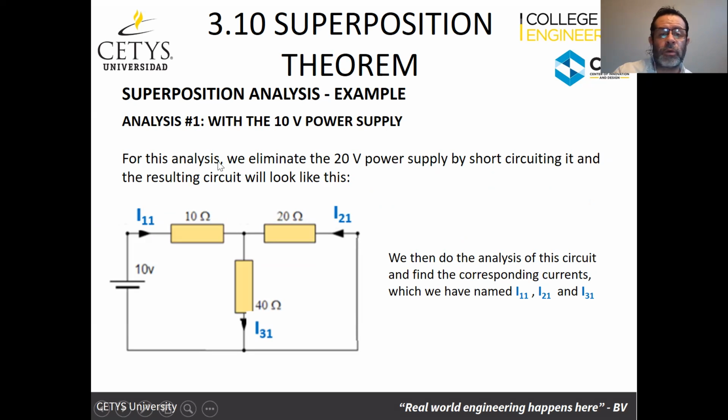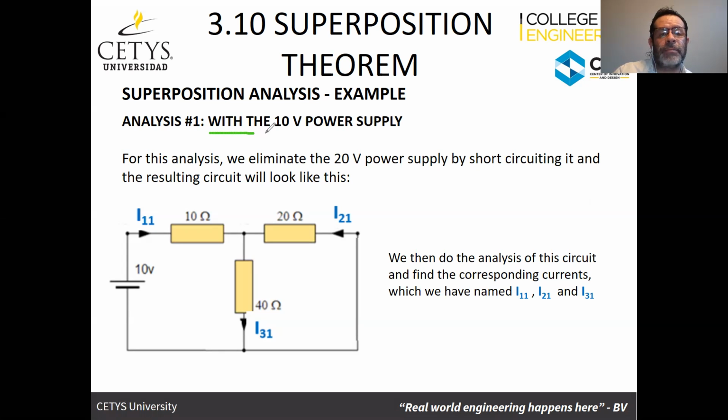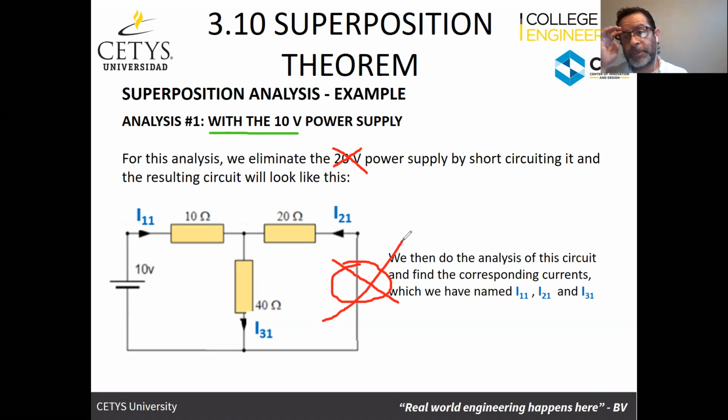The first thing we're going to do, the first analysis, is eliminate the 10-volt power supply. I'm sorry, we're going to do the analysis with the 10-volt power supply. That means we're going to eliminate the 20-volt power supply, which was originally here. How are we going to eliminate a power supply for superposition analysis? We're simply going to put a cable there. We're going to short circuit it. That's the way we're going to eliminate it.